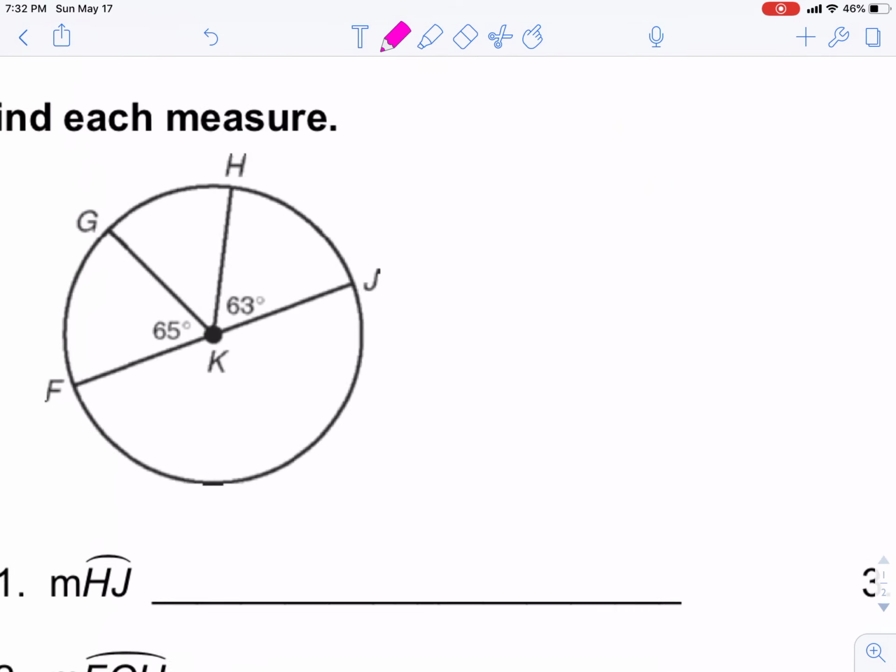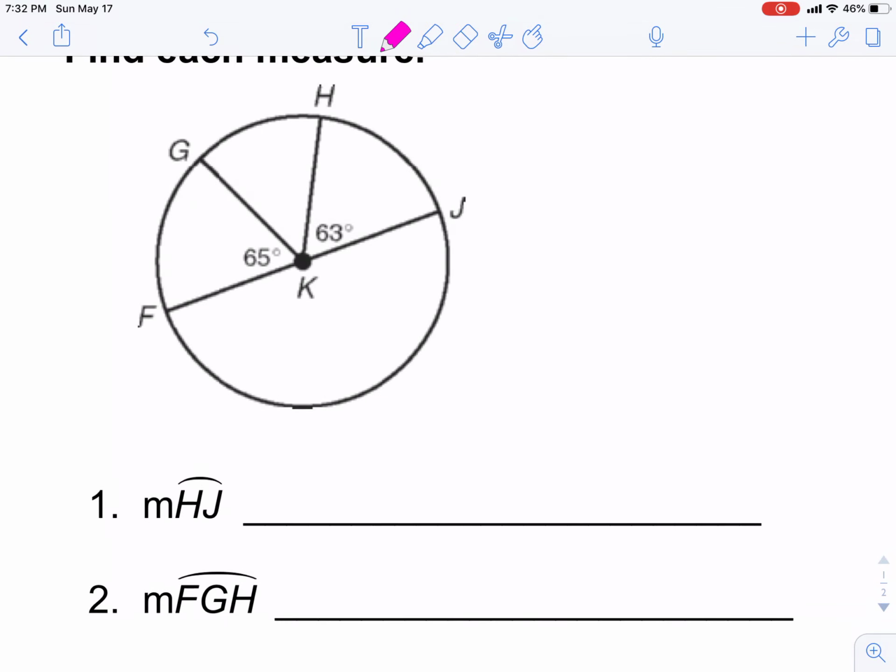Okay, so let's go through here and let's try to answer some of these questions. H to J right here. Good thing is that is in a central angle, right? H to J is intersected by the central angle, so that's equal to 63 degrees. The central angle and the arc measure are the same.